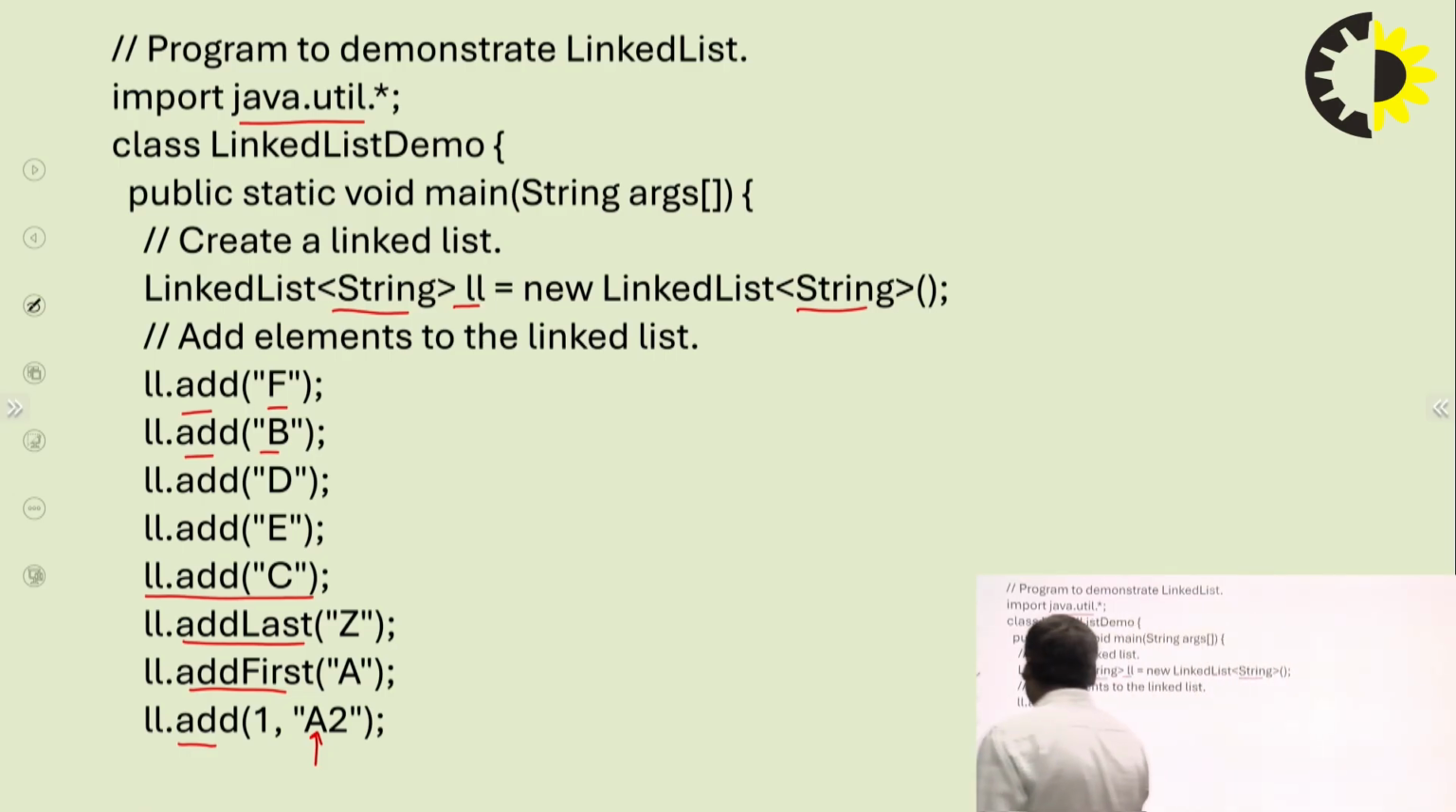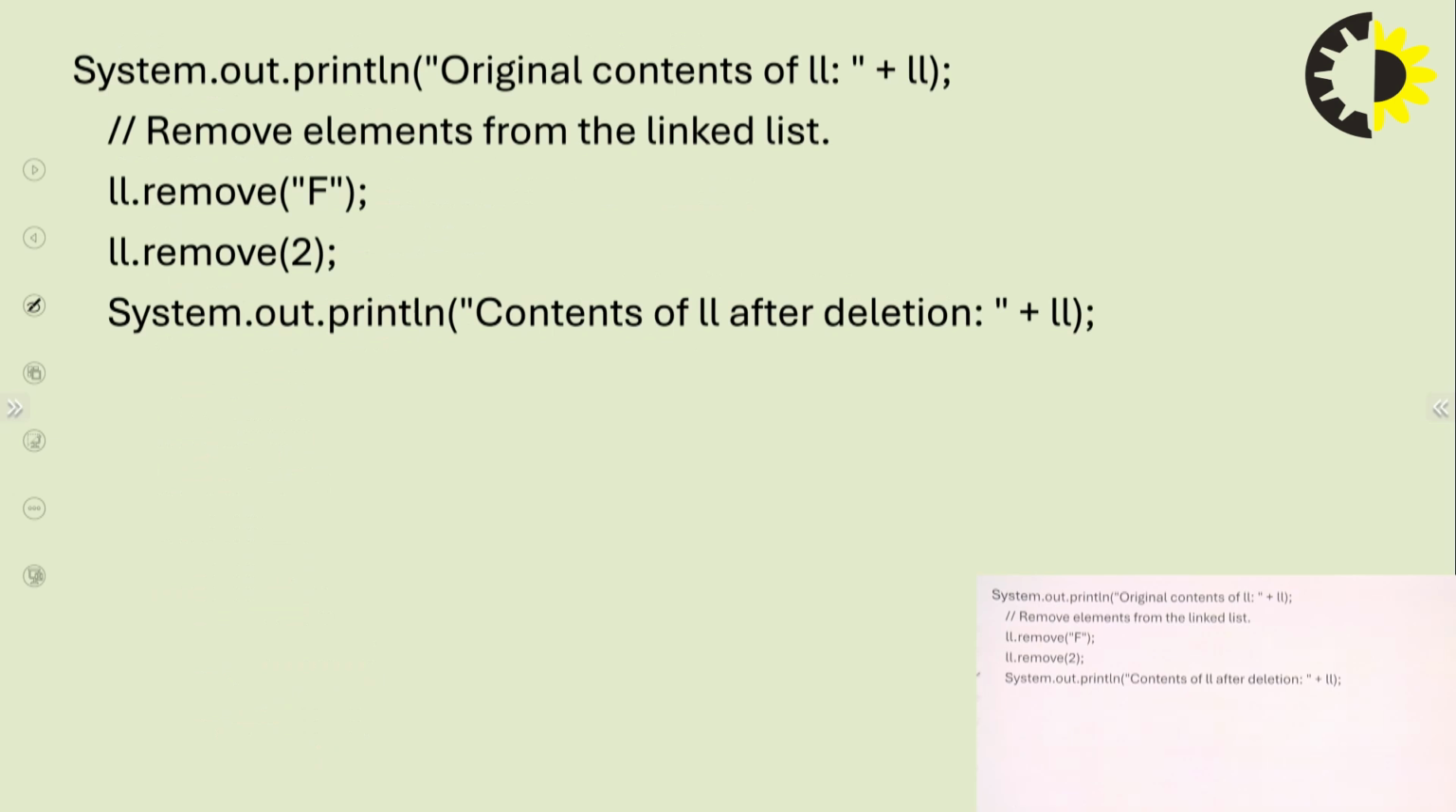So, these are the three different types, or you can say four different types of methods for adding the elements into the linked list: add last, add first, and add with the help of index number.